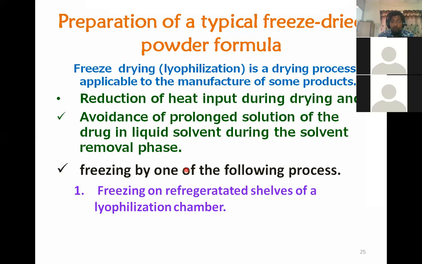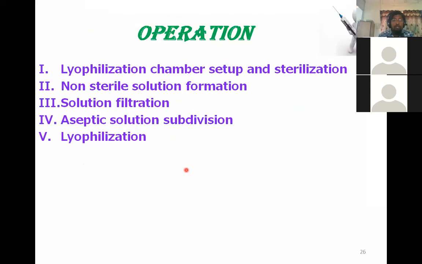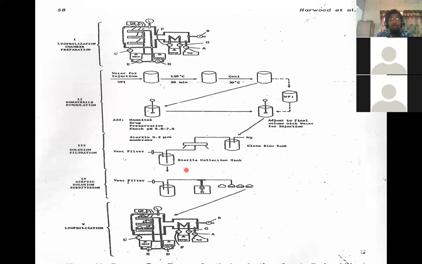Freezing is done by one of the following processes: freezing on refrigerated shelves of the lyophilization chamber. Operation, what different things are done here? Here lyophilization chamber setup and sterilization is done. Non-sterile solution is formed. The solution is filtered. Aseptic subdivision is done, and then lyophilization is done. So this is the schematic representation of how lyophilization is done.